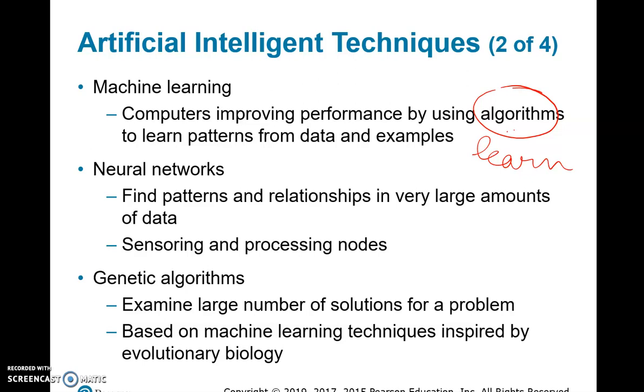Then you have what are called neural networks. Neural networks are algorithms to find patterns and relationships in large amounts of data. They very much use sensors and various processors that can be used in computers. Think of it this way. The first day you go to the university, Roosevelt University, from your house, you looked at the map, you went through various ways, and then you finally came to the university.